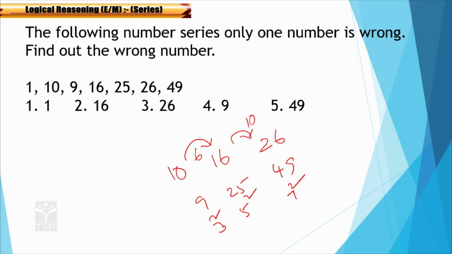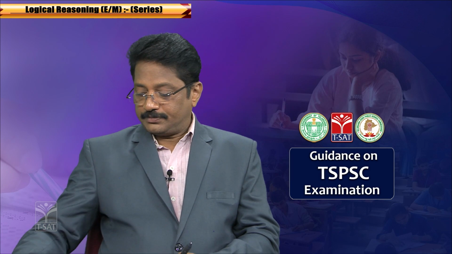So here the difference should be the same. Means 16 plus 6 should be 22, but it is given as 26. This is wrong. That is how to identify the wrong number in this series.